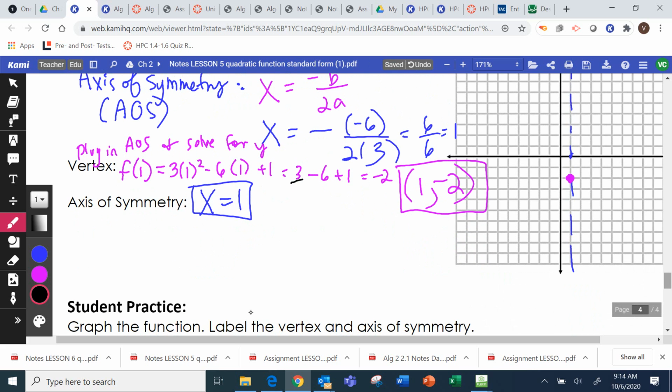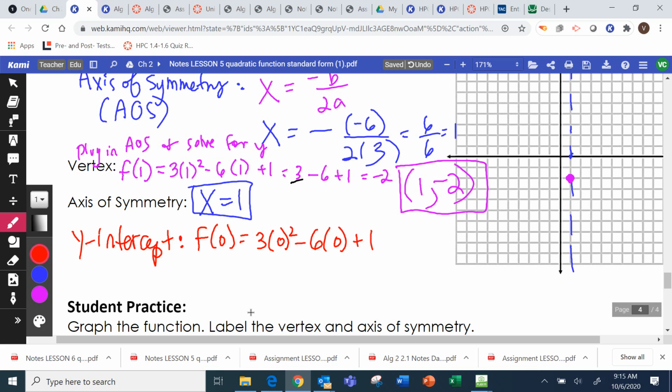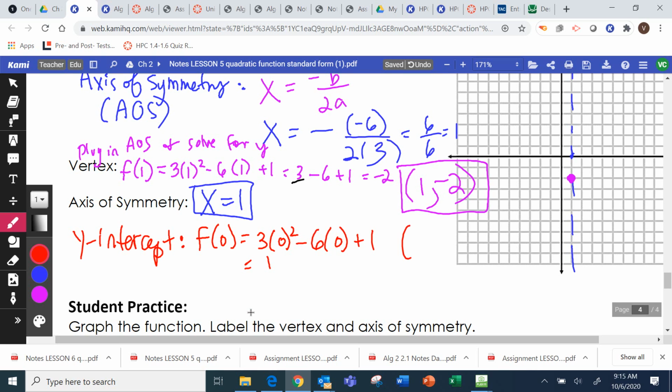We need at least 5. So we need to find some more points. Another good thing to find would be the y-intercept. As I mentioned super fast, we can find the y-intercept really fast. You plug in 0 for x into the equation, so 3 times 0 squared minus 6 times 0 plus 1, and we get 1. So my y-intercept is at plug in 0, get out 1. 0, 1.